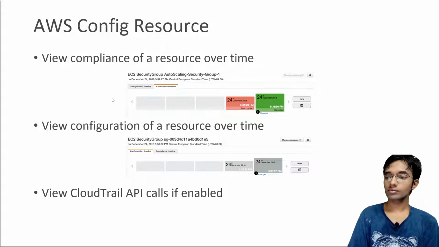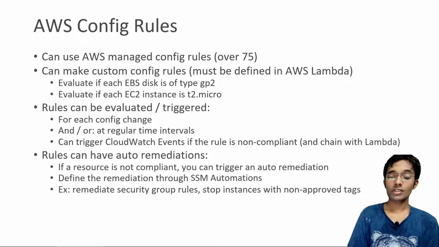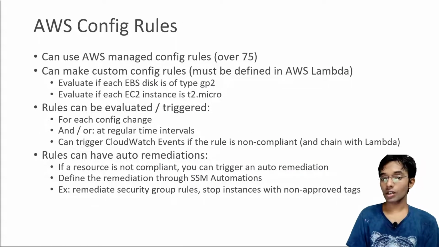Finally, let's talk about the config rules. They are here to help you evaluate the compliance of your resources, and you have over 75 AWS managed config rules. And there's more over time, but you can also make your own custom config rules, in which case you need to define them in AWS Lambda.